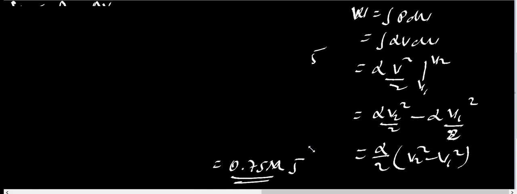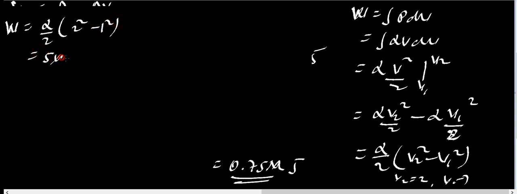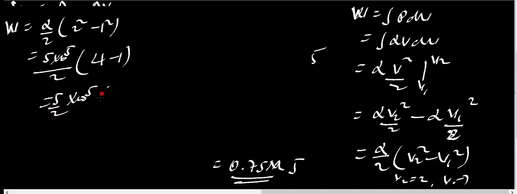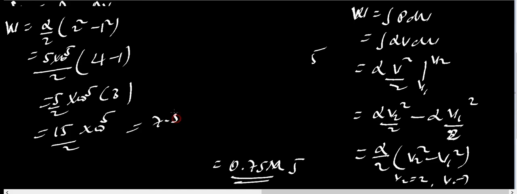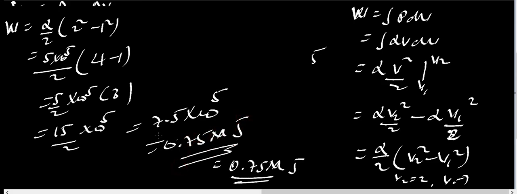Then substitute: V2 is 2 times V1, so V2 is 2 and V1 is 1. Therefore, work done is equal to alpha over 2 times 2 squared minus 1 squared, which is 5 times 10 to the power of 5 over 2 times 4 minus 1. That is 5 over 2 times 10 to the power of 5 times 3, 15 over 2 times 10 to the power of 5, which gives 7.5 times 10 to the power of 5, that is 0.75 megajoule.